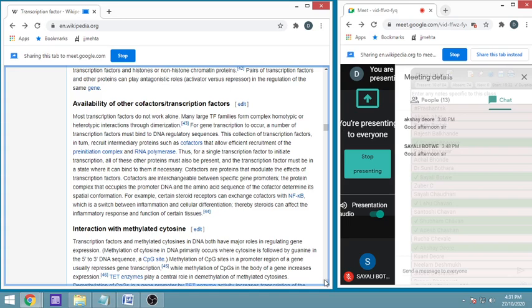Okay. So there are certain steroid receptors that can exchange cofactors with NF kappa B, that is nuclear factor kappa B, which is a switch between inflammation and cellular differentiation, and the steroids can affect the inflammatory response and function of certain tissue. So this is one of the important lines for you, that it is one of the mechanisms of action of the steroids which act as anti-inflammatory.